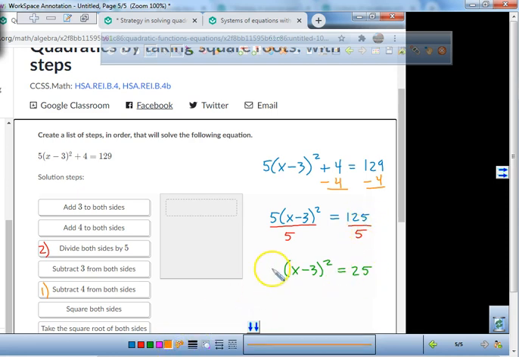Then I get to take what's known as the square root of both sides. So I got to take the square root. So here goes step number 3. Take the square root of both sides. And here's what you're left with. X minus 3 equals plus or minus 5. So x minus 3 equals plus or minus 5.